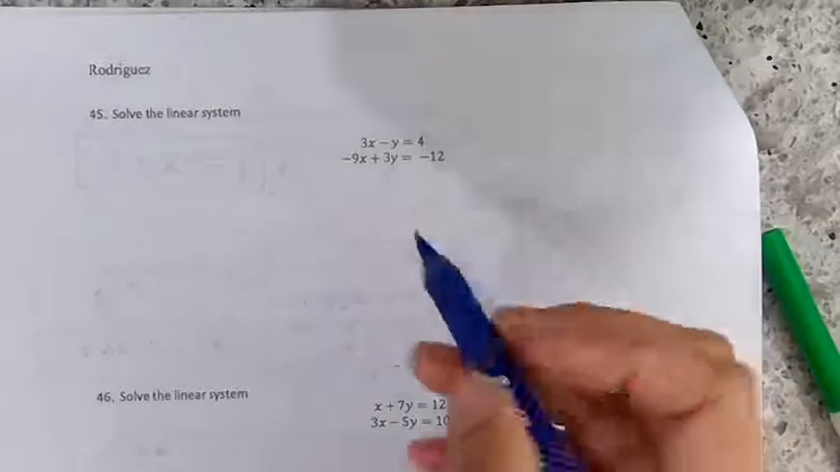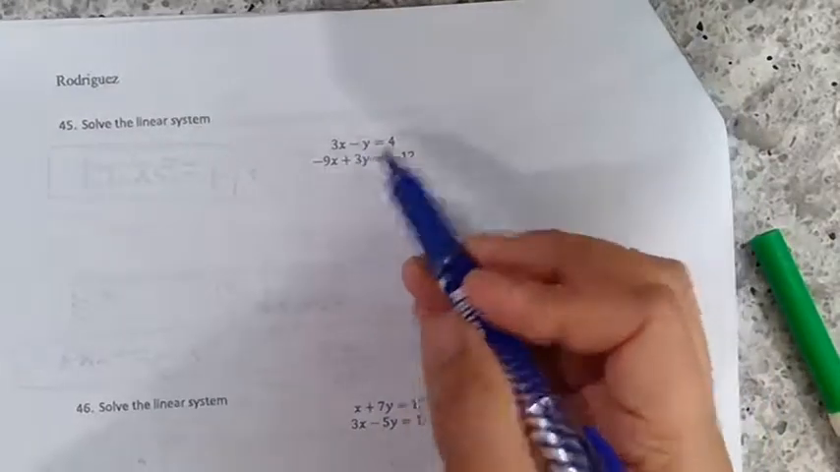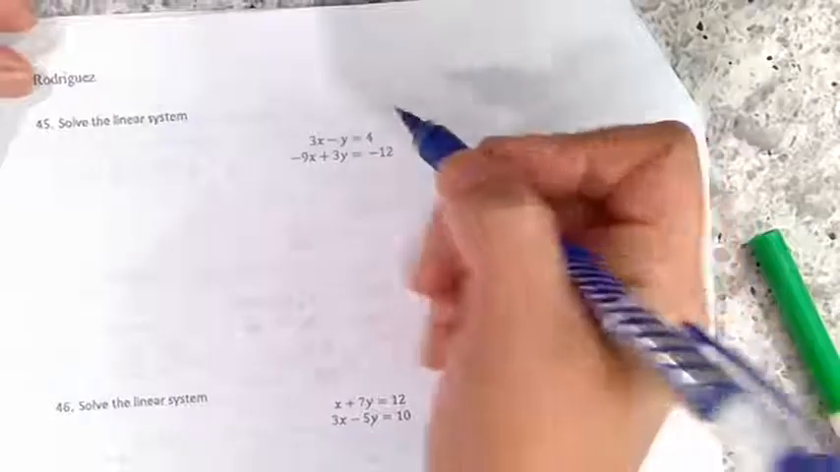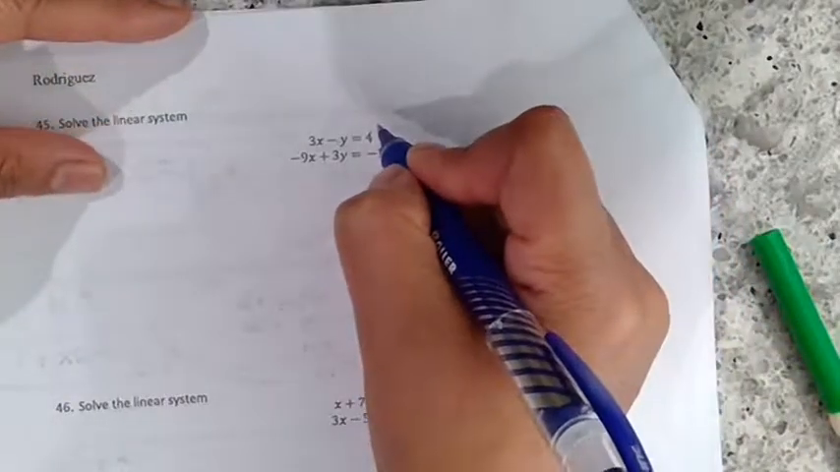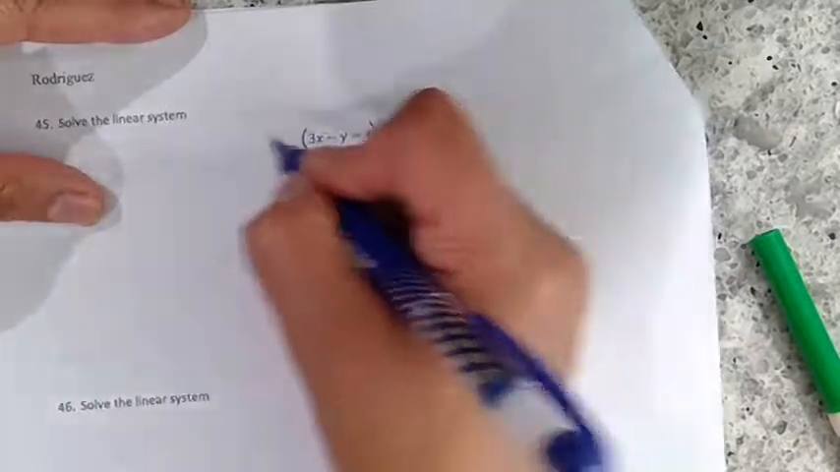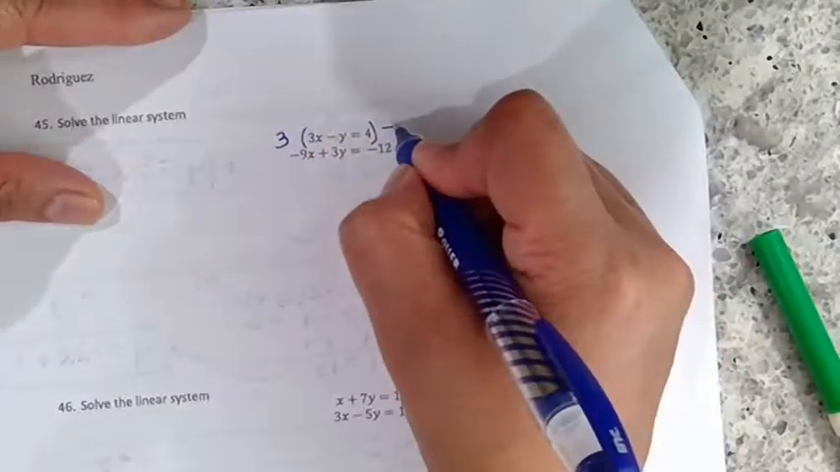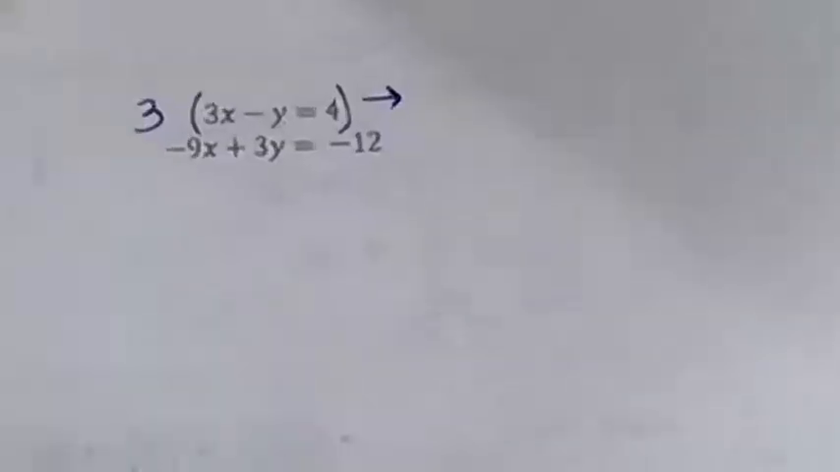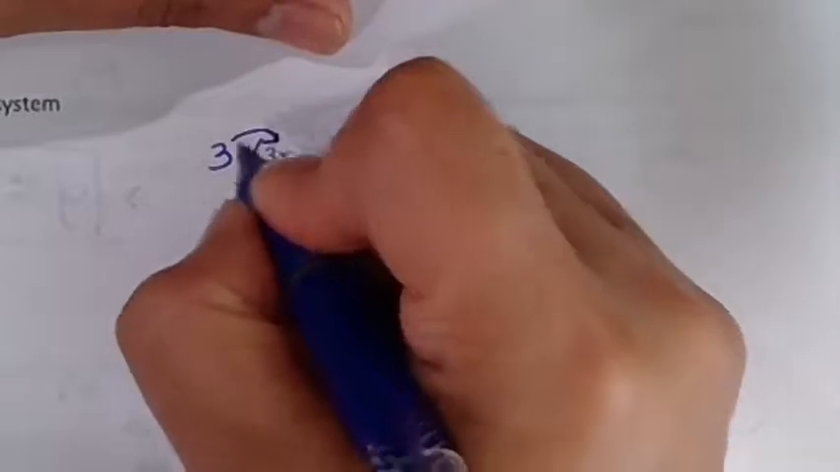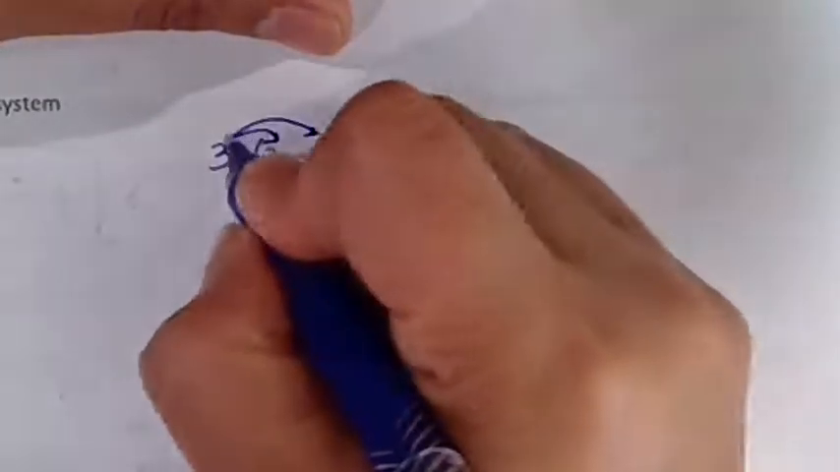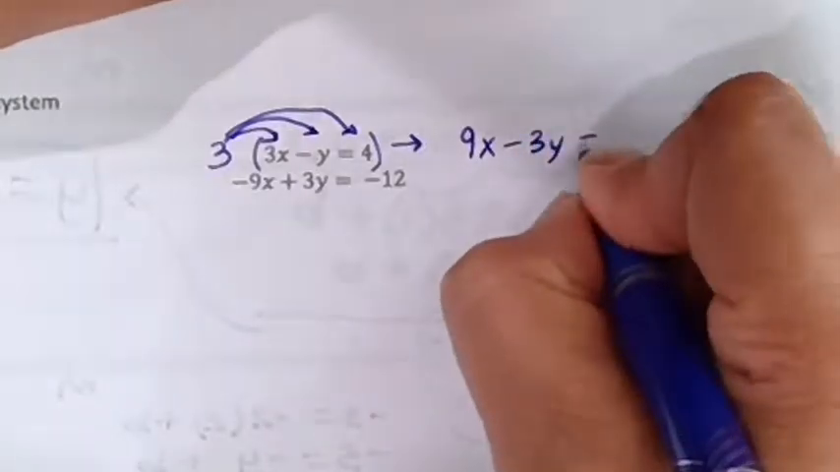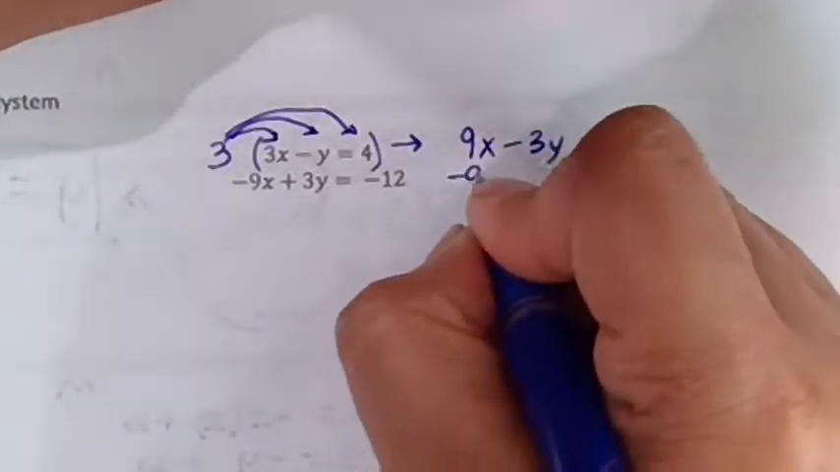Okay, solve a linear system. Now this one's a little bit harder because if I add, nothing cancels. So I actually have to change this problem and I have to multiply this one by, let's multiply this one by 3. If I multiply this top equation by 3, I get 9x minus 3y equals 12. The second equation stays exactly the same.